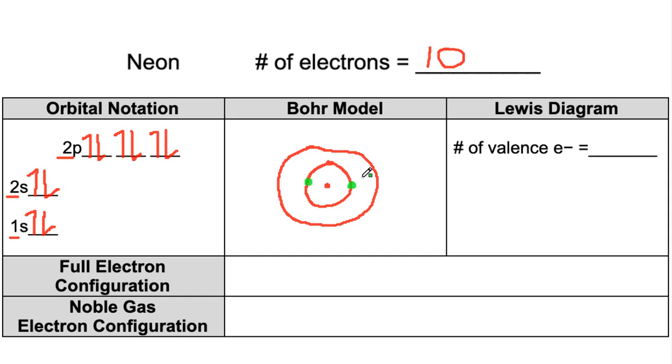In the second level, okay, we have electrons in the 2s and the 2p, but those are both part of the second energy level, right? So there's a total of 8 electrons in the second energy level, 2 from the 2s and 6 from the 2p. So we'll go ahead and write 8 dots on this second shell here.